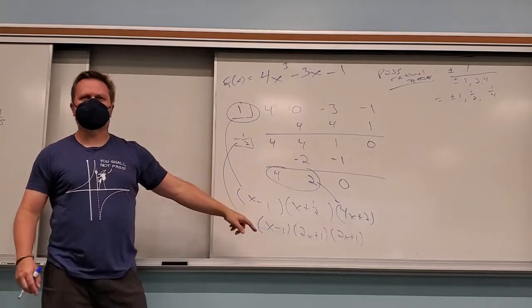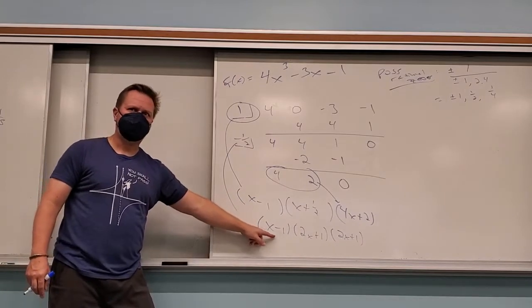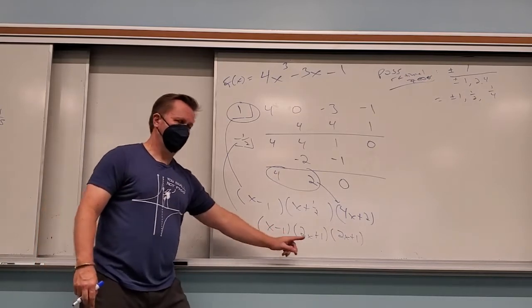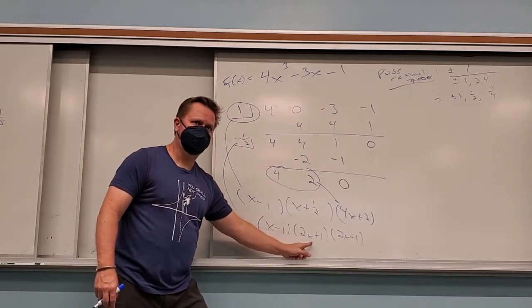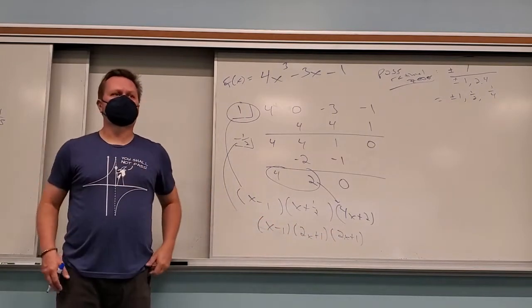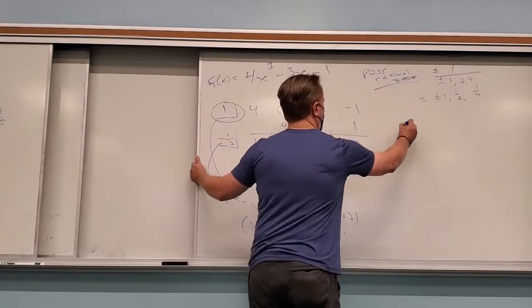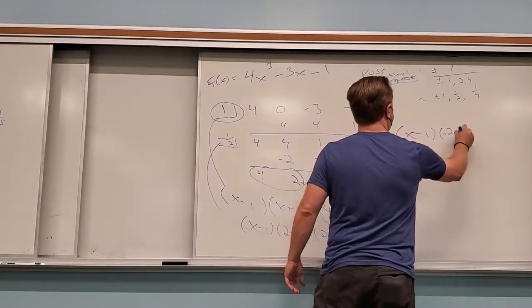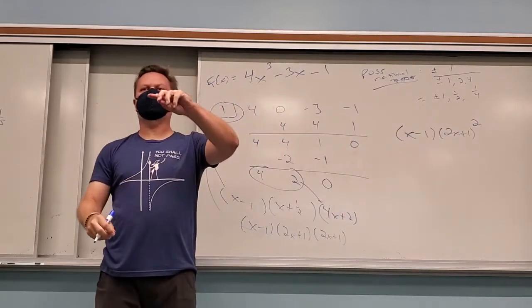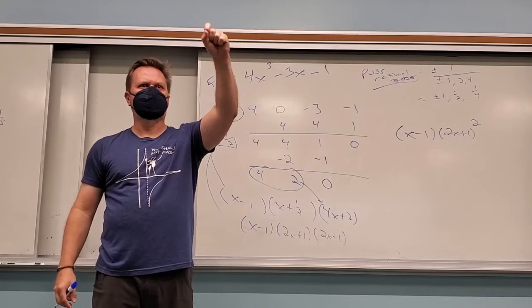What do you notice about this? Now, what are the zeros? 1? Negative 1/2? And negative 1/2, so you get one that repeats. So this would be x minus 1 times 2x plus 1 squared. So what would it do at negative 1/2? At the x-intercept negative 1/2, what would it do there? Turn. I love it.